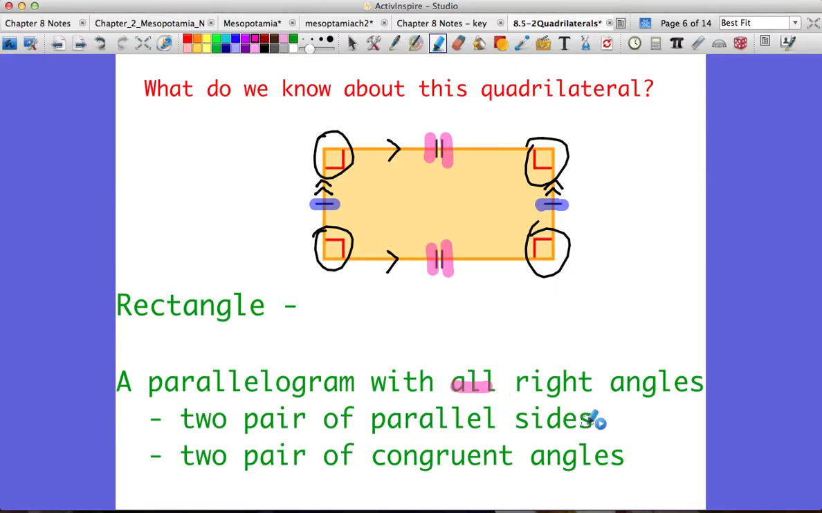It also has two pair of parallel sides and two pair of congruent angles. So a rectangle is a type of parallelogram, which is also a type of quadrilateral. We'll talk about all the different names that you can give to one shape in a few minutes.